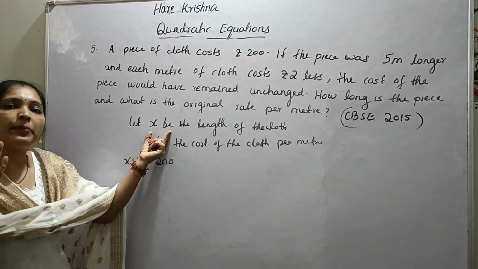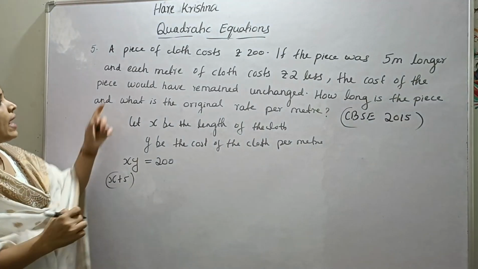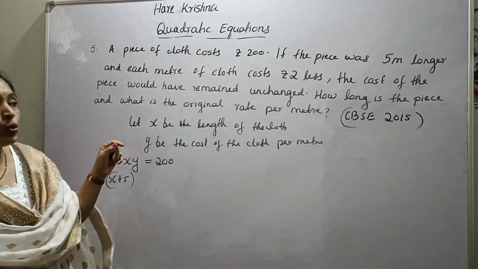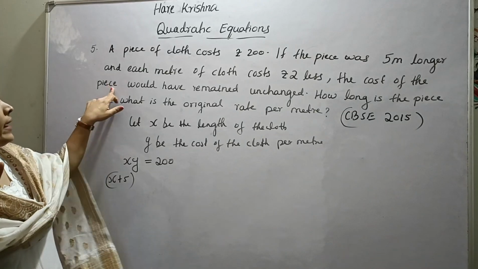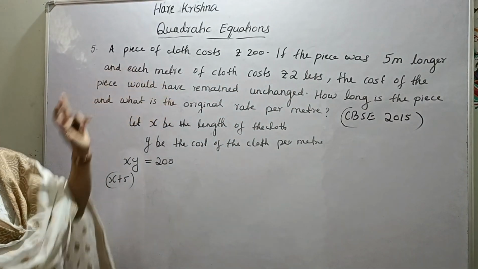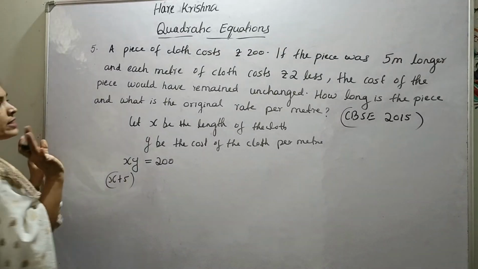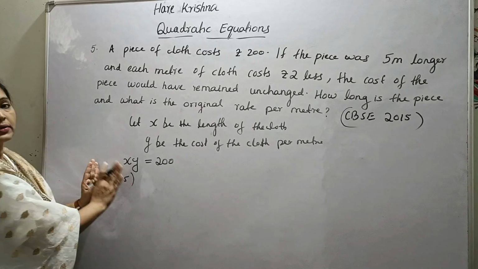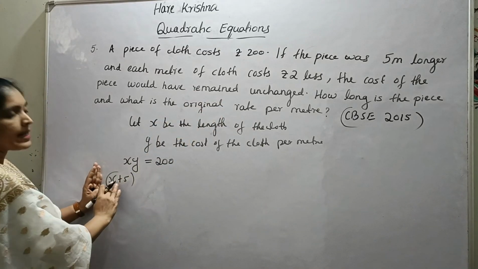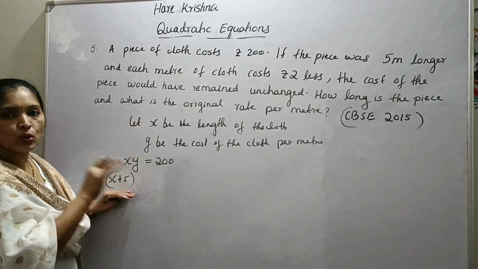If the piece was 5 meter longer, that means x plus 5. Then each meter of cloth costs rupees 2 less for the same cost. See, the cost of the piece would have remained unchanged for the same amount. Here the length of the cloth is 5 meter longer, that is x plus 5, and each meter of cloth costs rupees 2 less.